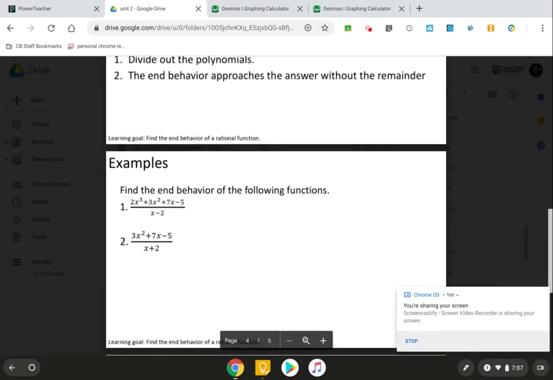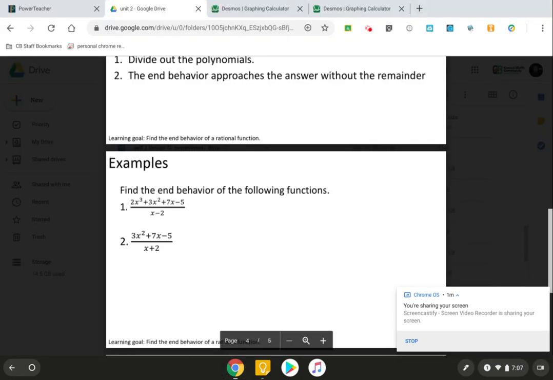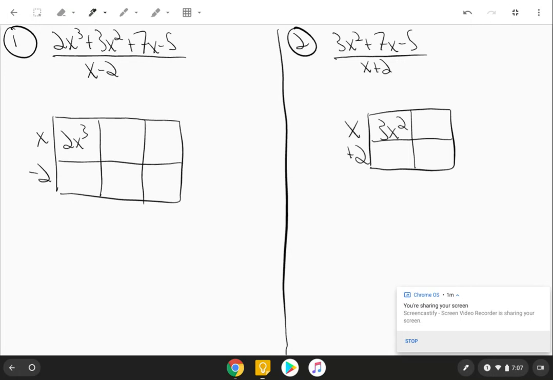So for our lesson examples, let's take a look at the first one, 2x cubed plus 3x squared plus 7x minus 5 over x minus 2. That's a rational function. And we're going to find the end behavior of that rational function. I've already gone ahead and set that up. So let's do the division.